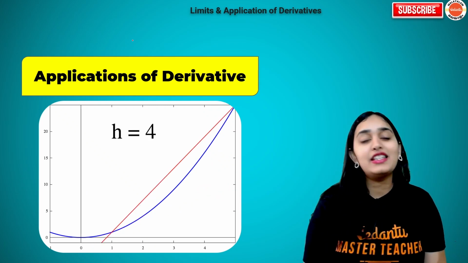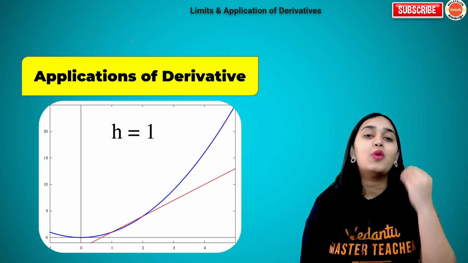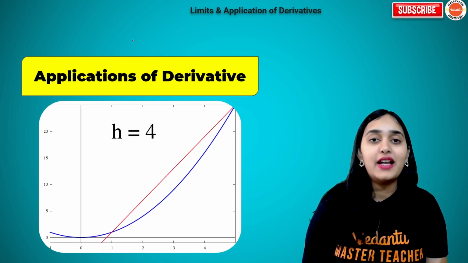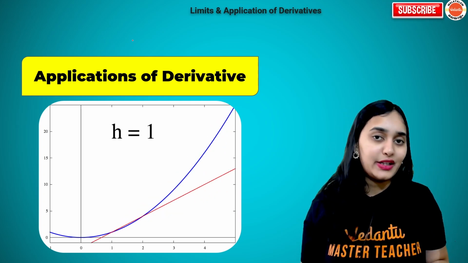Okay, so mostly they will give you 0 by 0 format only, or they will ask you left hand limit or right hand limit. This is what they do every year.